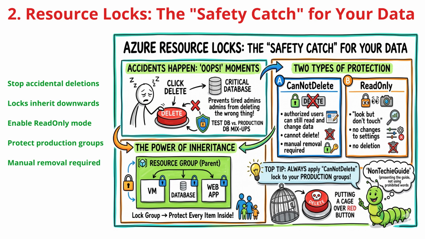Thanks to the power of inheritance, placing a lock on a group protects everything inside it automatically. Think of it as putting a protective cage over your company's red self-destruct button. It's the ultimate peace of mind for your production environment.